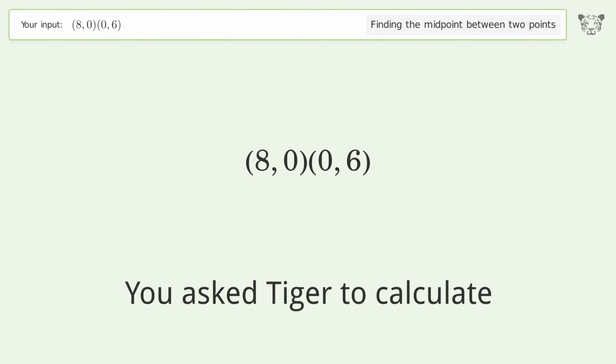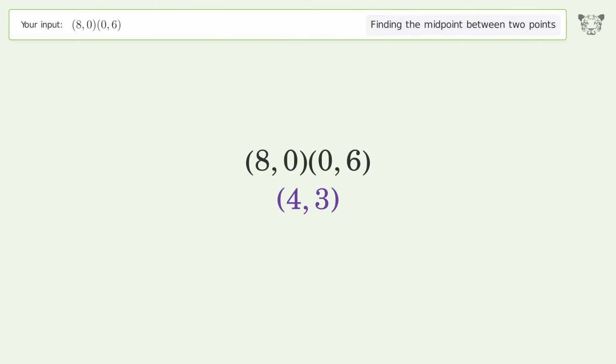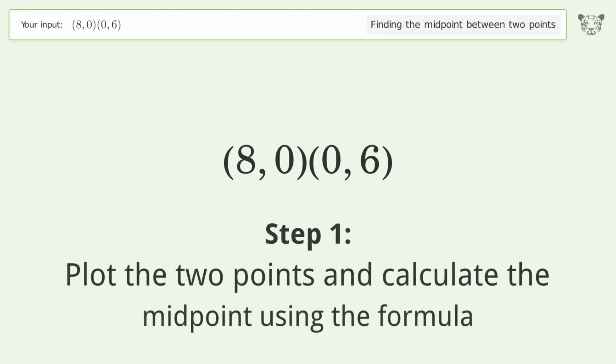You ask Tiger to calculate. This deals with finding the midpoint between 2 points. The midpoint between the 2 points is 4, 3. Let's solve it step by step. Plot the 2 points and calculate the midpoint using the formula.